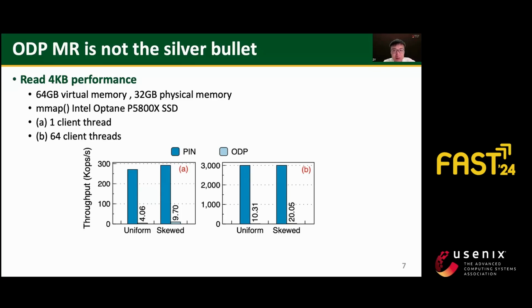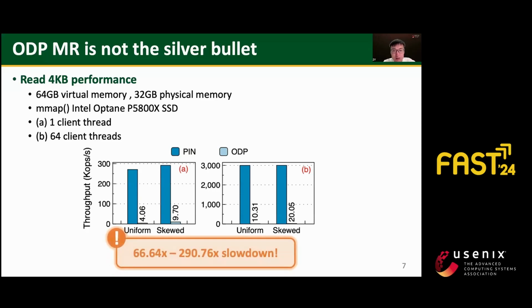The figure shows the results. The pink bars mean that we do not limit the physical memory, and all pages are mapped in the physical memory. The results show that ODP-MR slows down the performance by over 60 times to about 300 times.